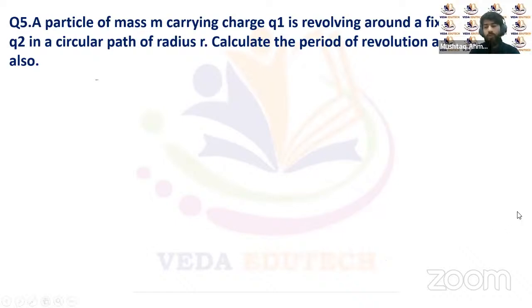Now, moving on to question number 5. Let's discuss question number 5. It says that a particle of mass m carrying charge q1 is revolving around a fixed charge q2 in a circular path of radius r. Calculate the time period of revolution and its speed also.